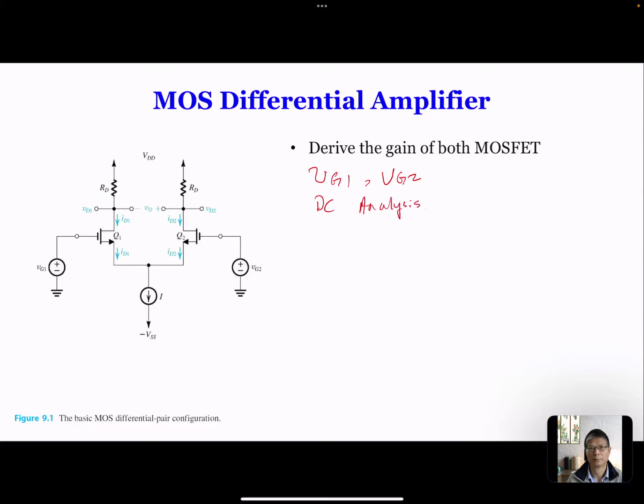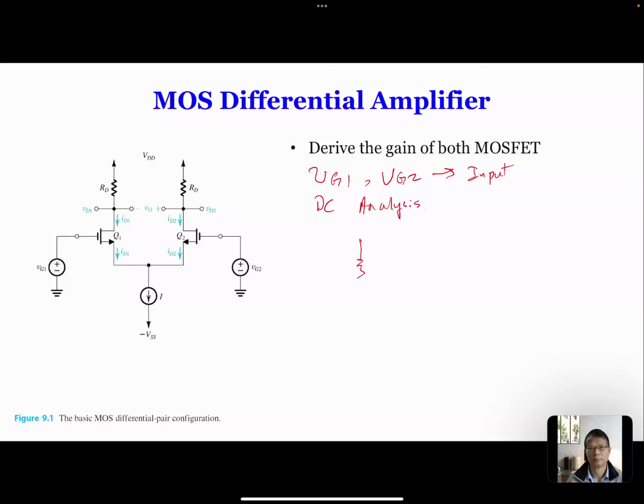For DC analysis, as you already know, the voltage sources, like the inputs VG1 and VG2, become a short circuit. Which means the gates of both MOSFETs are going to be grounded. And the source is connected to a constant current source, and each one of them is going to conduct half of the current. So for that purpose, I'm going to draw this in a very particular way so that you understand why this DC circuit is going to look like that.